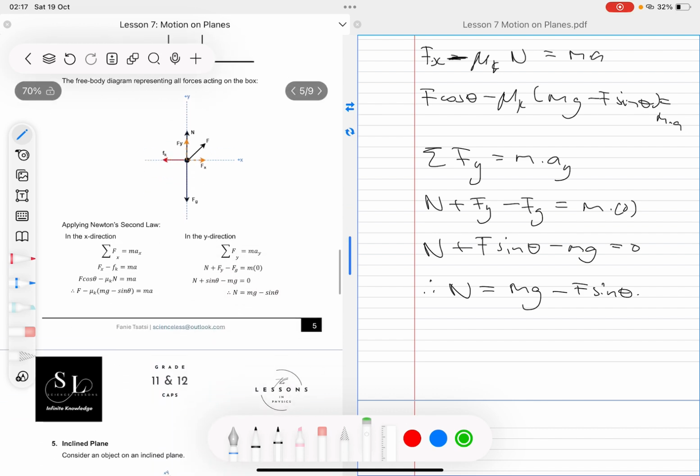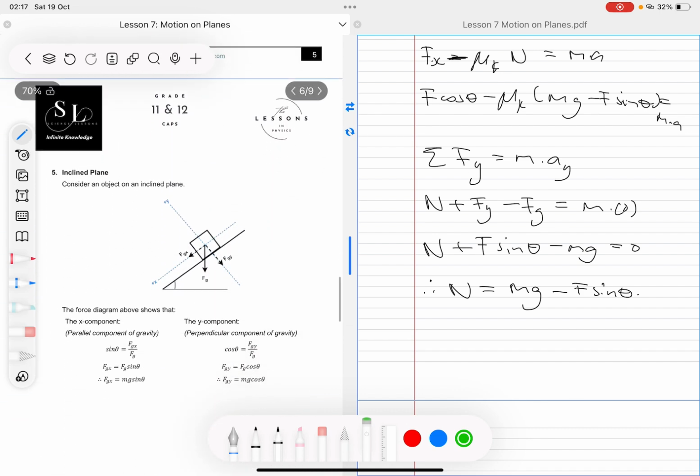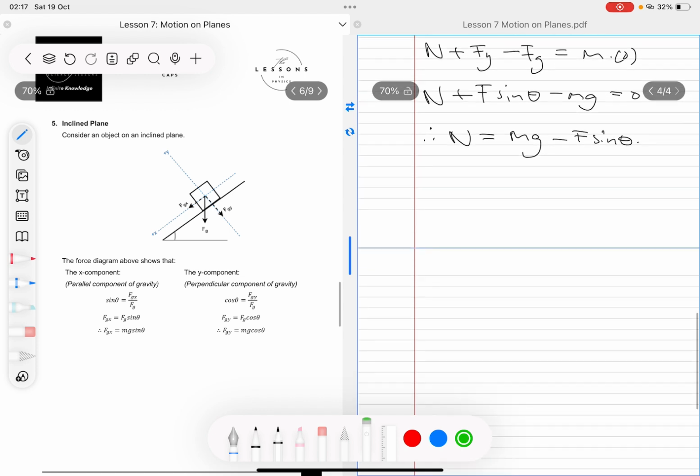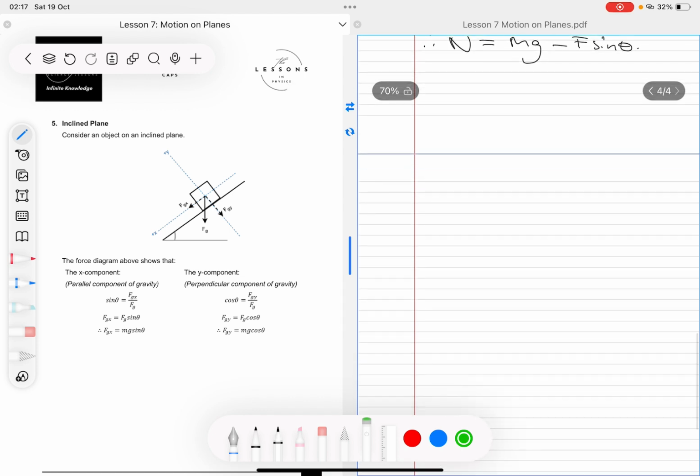We'll move to an inclined plane. Right, we'll move to an inclined plane. We'll look at case 5.